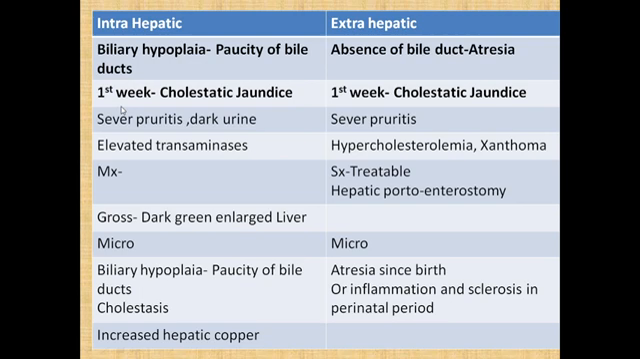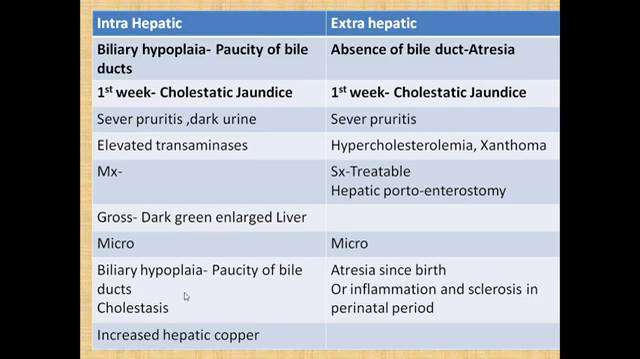What is common? It is seen in the first week in the form of cholestatic jaundice. Severe pruritus and dark urine are seen in the intrahepatic cause. There are elevated transaminases. In the extrahepatic cause, there is xanthoma. Remember, the extrahepatic cause is surgically treatable. And what is the procedure? Hepatic portoenterostomy is the procedure. So you have to differentiate intrahepatic atresia and extrahepatic atresia with the help of elevated transaminases. And in gross you can see a dark green and large liver.